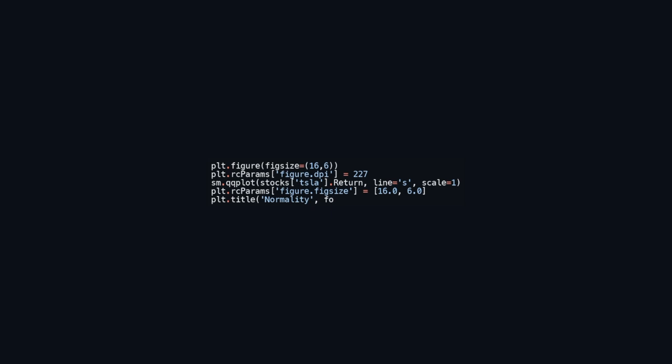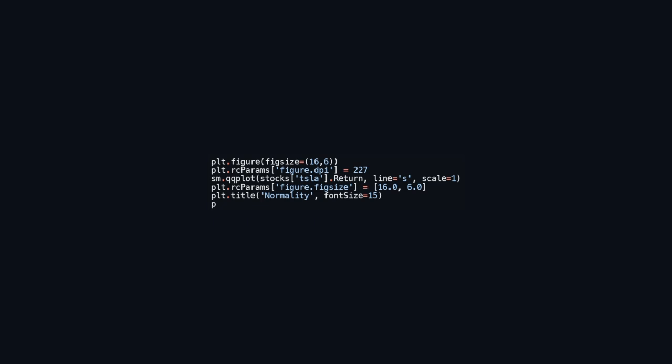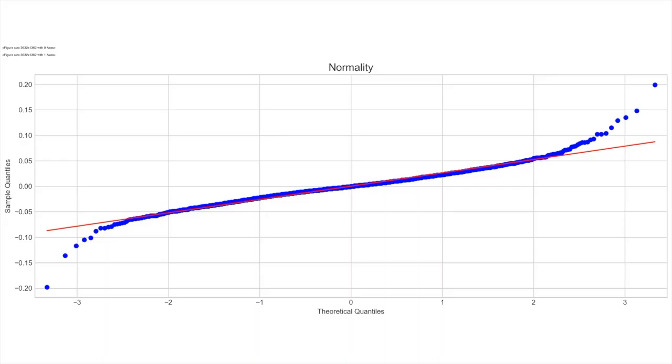If the blue points closely follow the red line, it suggests that the data is normally distributed. In this case, the plot shows that the blue points deviate from the red line, particularly in the tails, indicating that the returns of Tesla stock do not follow a normal distribution. This deviation suggests the presence of skewness or kurtosis in the data, which is important for stock forecasting as it may affect the assumptions underlying various statistical models. Overall, the QQ plot serves as a diagnostic tool to evaluate the normality of the stock returns, which is a critical aspect of exploratory data analysis in financial contexts.